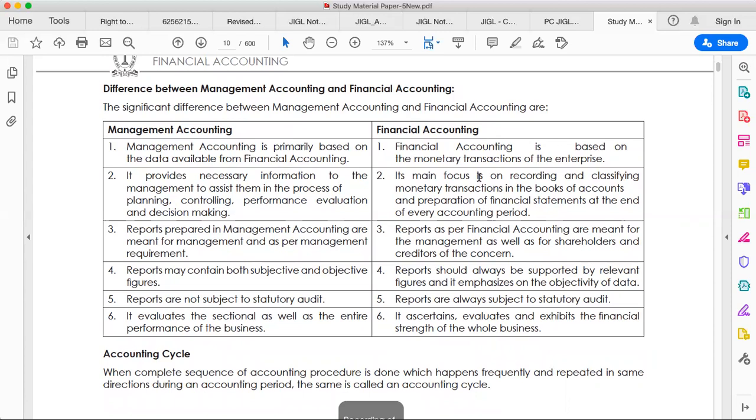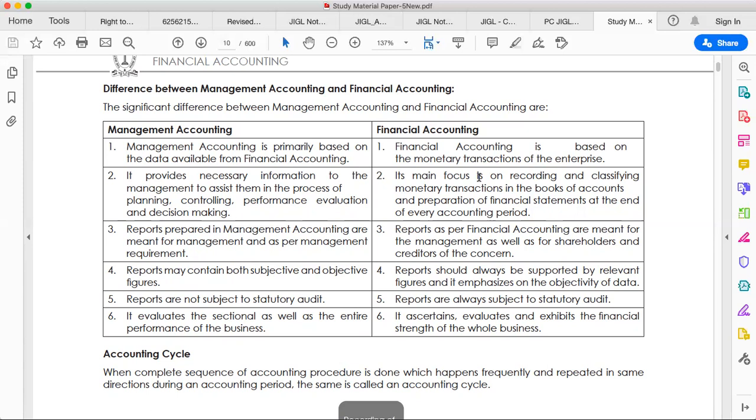So financial accounting is meant for everybody. Management will use, creditors will use, shareholders will use, government will use, everybody will use the financial accounting records. And reports may contain both subjective and objective figures. Management accounting, subjective and objective means what are the actual transactions, what is our goal, budgets, everything. But financial accounting is always supported by the relevant figures, and it emphasizes the objectivity of the data.